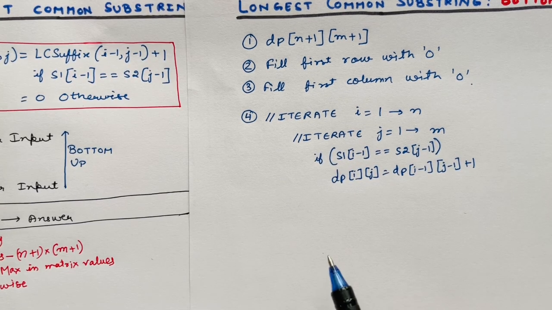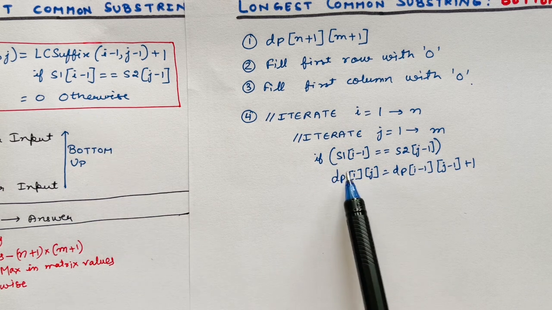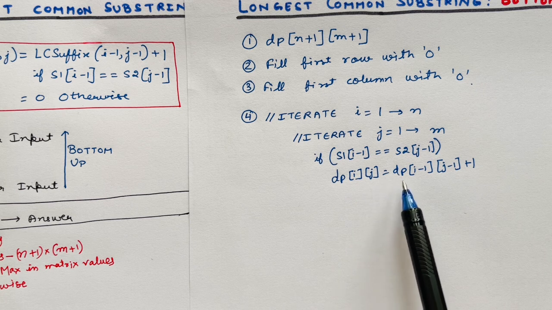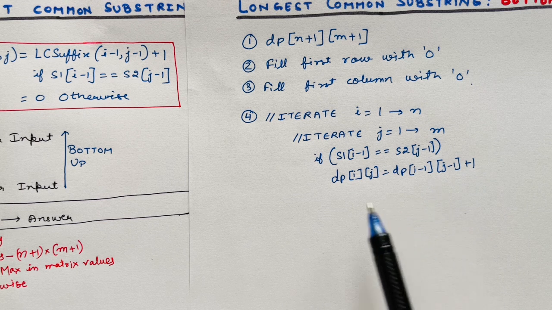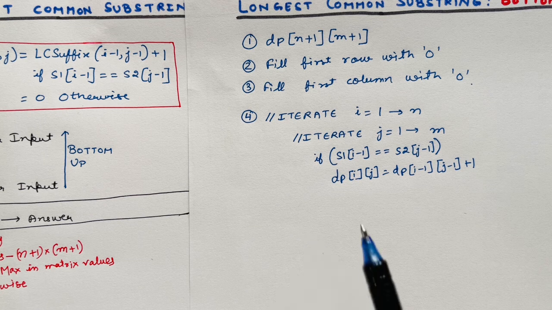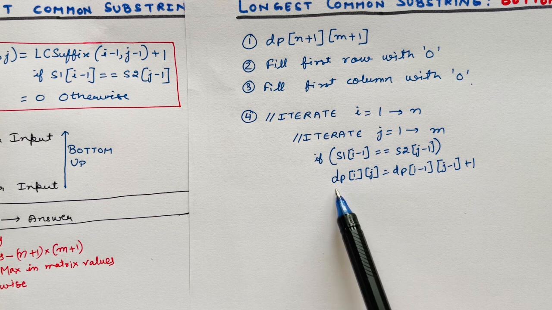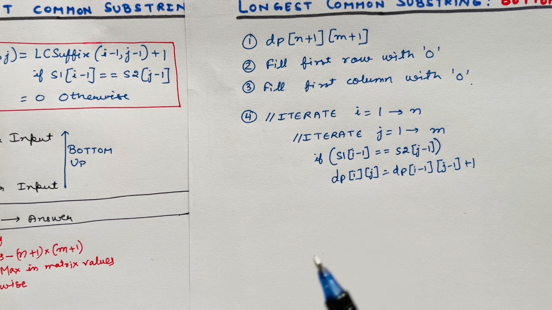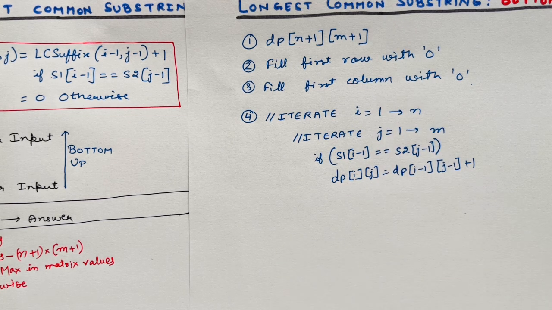We will first check, as per this recursive relation, if the last characters are equal. If they are, then we know that the value at i, j will be equal to the value at i minus 1, j minus 1 plus 1. And in the else case, if these two are not equal, the value will be 0. But we need to do one more thing. We need to keep track of the maximum value that we see here at any i, j, because that maximum value will be our final answer for the length of the longest common substring.